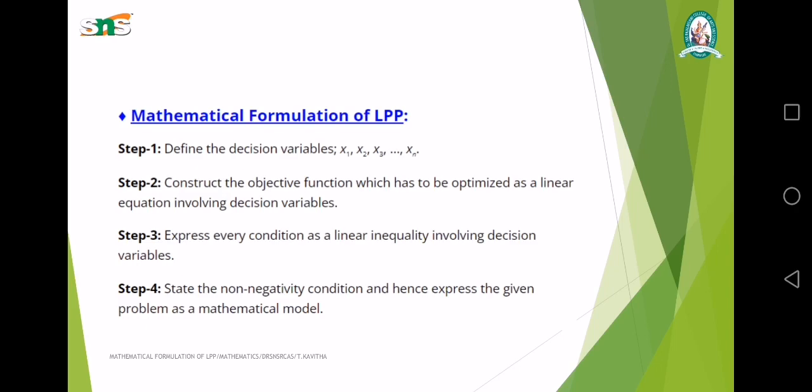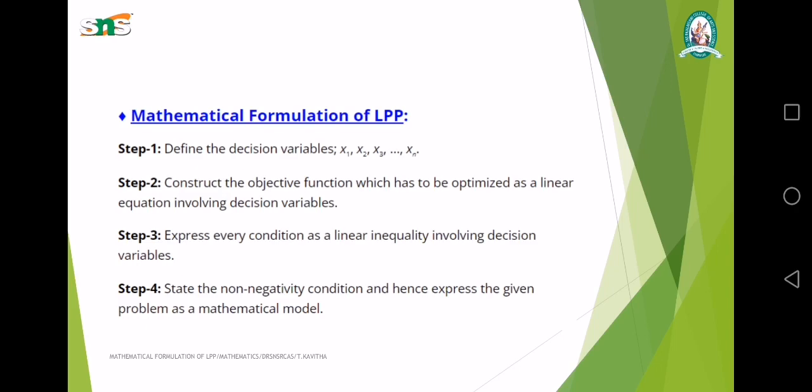Step 1, we take the decision variables. Define the decision variables x1, x2, x3, etc., xn. Next, step 2, construct the objective function which has to be optimized as a linear equation involving decision variables. Next, step 3, express every condition as a linear inequality involving decision variables. Step 4, state the non-negativity condition and hence express the given problem as a mathematical model.